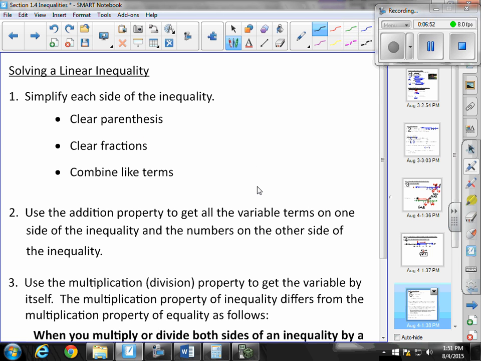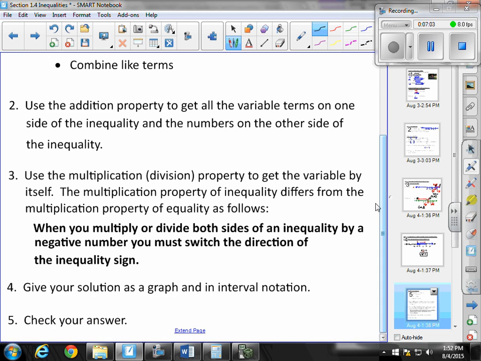When we're solving a linear inequality, we're going to use essentially the same steps that we did with equations. Simplify each side of the inequality, use the addition property or principle, use the multiplication principle to get the variable by itself. Now, this is the one step that is different from equations. When you multiply or divide both sides of an inequality by a negative number, you must switch the direction of the inequality sign.